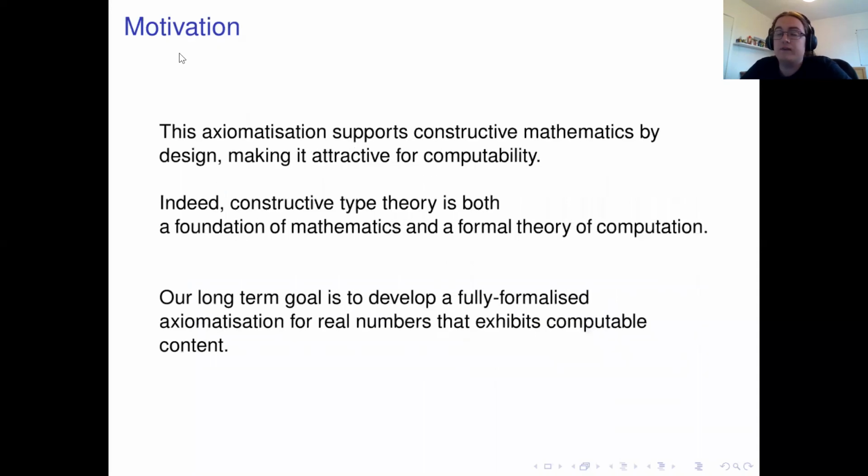So a key feature of this axiomatization is that it is specifically designed to support constructive mathematics. This makes it attractive for computability, and hence the desire to cast it to a HoTT setting is clear. As Carlo told us on Sunday, type theory is a kind of sorcery that makes maths work well on computers. I think a shared long-term goal is to apply this sort of sorcery to the real numbers.